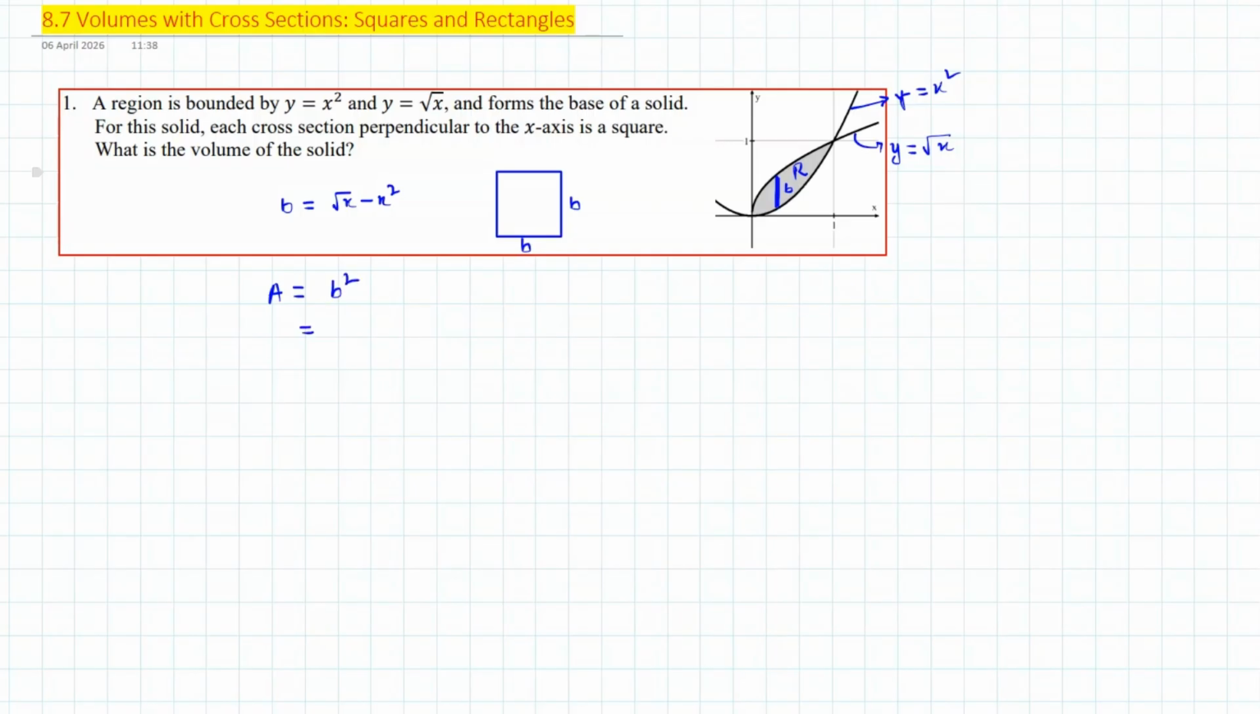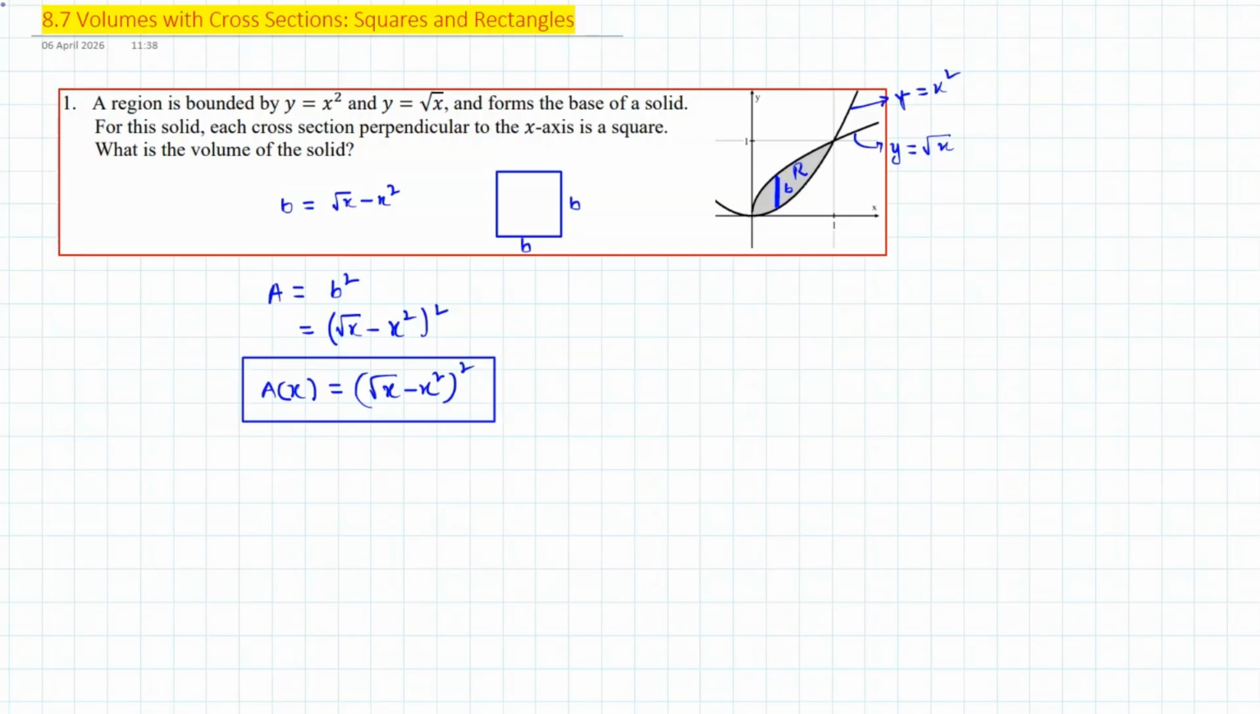So what is b? b is square root of x minus x squared. So this is b, and we have to square it. Since it is in terms of x, we can rewrite it as A of x equal to square root of x minus x squared, whole squared. This is the cross sectional area of the square.